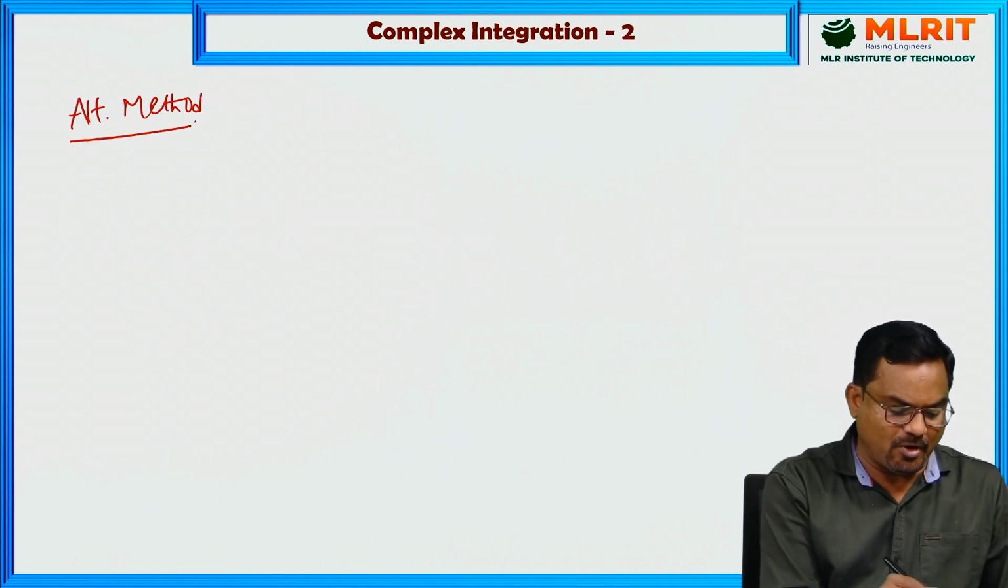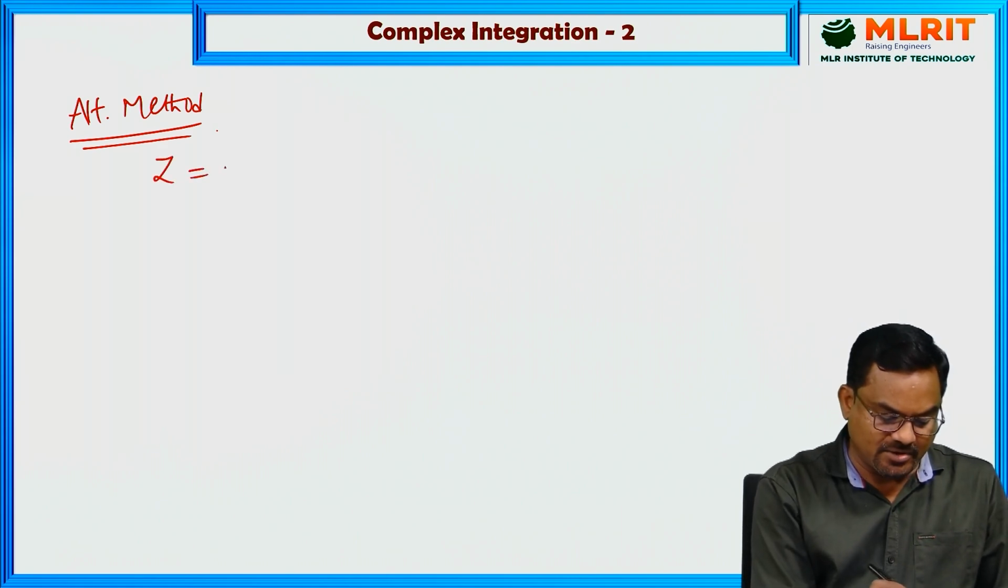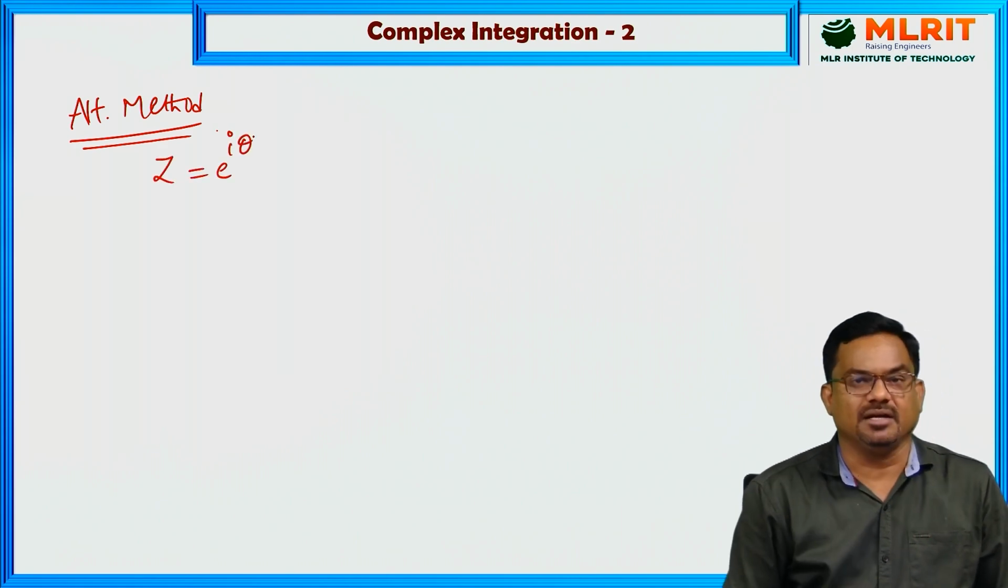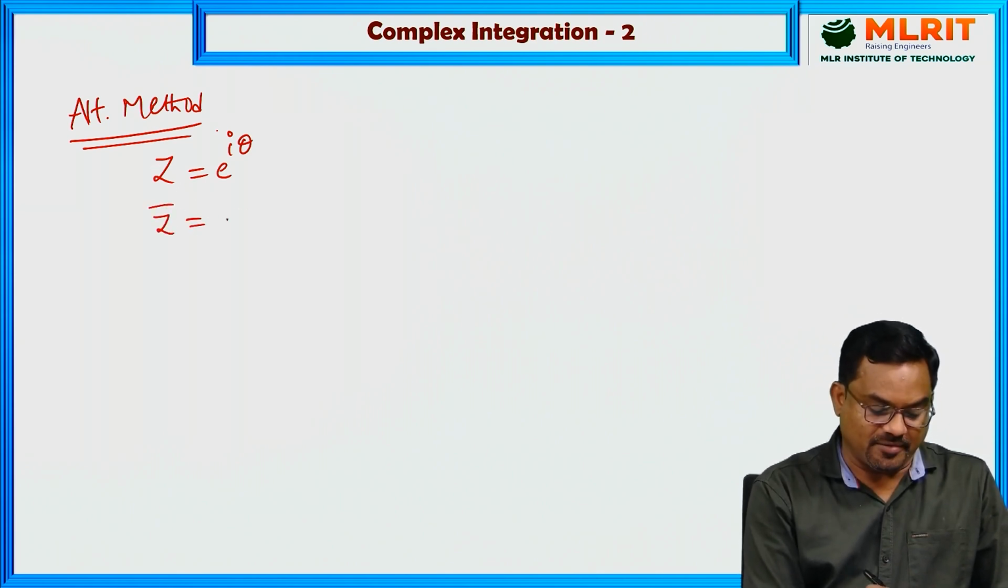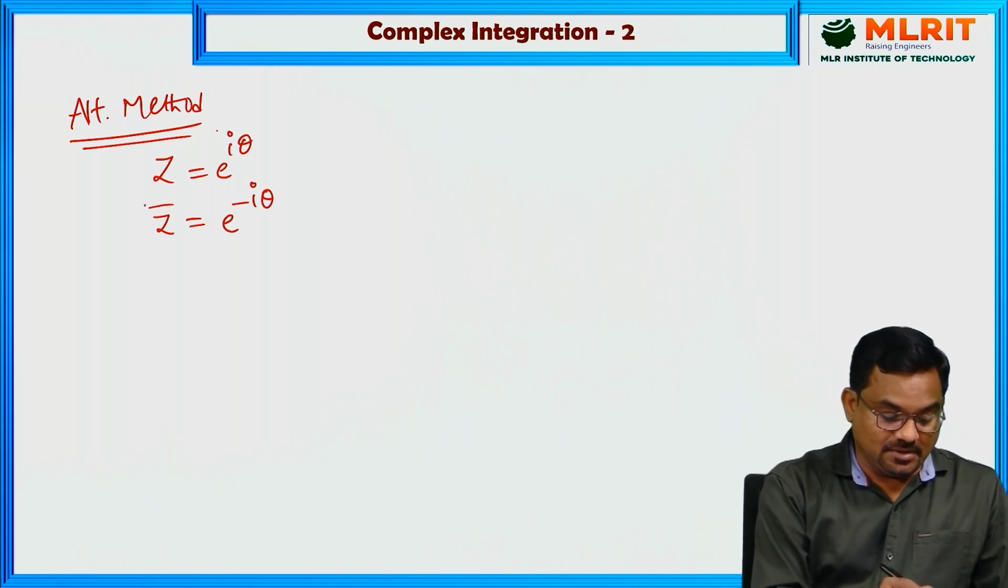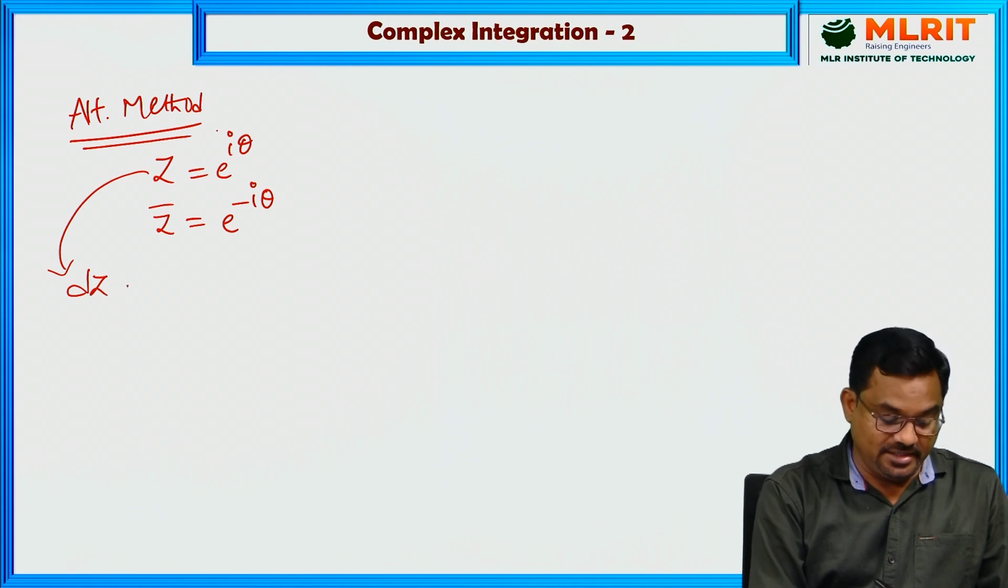The same problem can be evaluated by taking z equal to e power i theta. This is a transformation. We are transforming z to theta. So what will be z bar? Just replace i by minus i: e power minus i theta. Now using this z, let us find the derivative of z, dz.